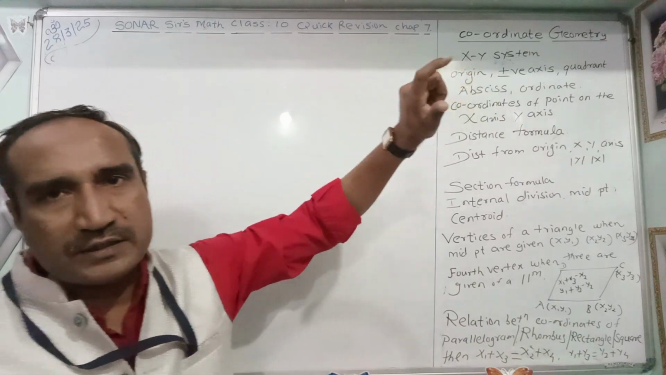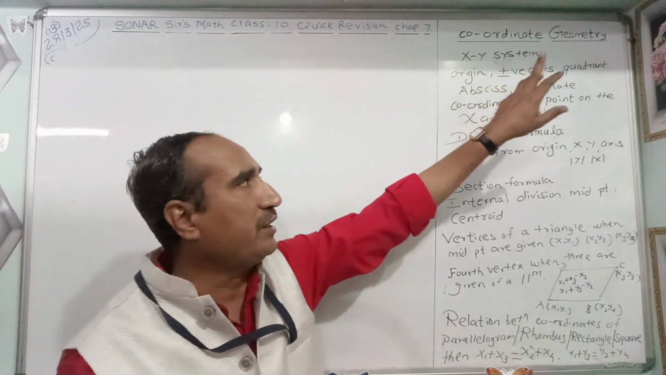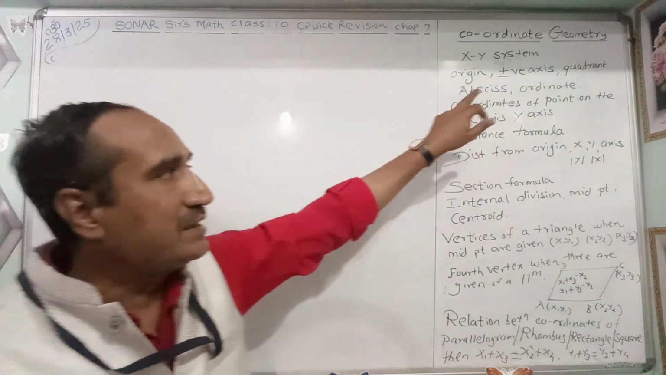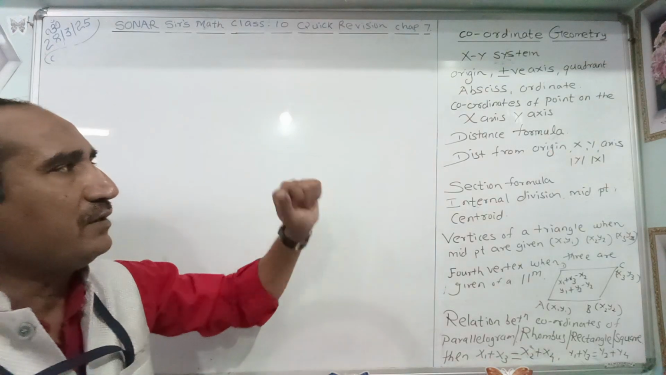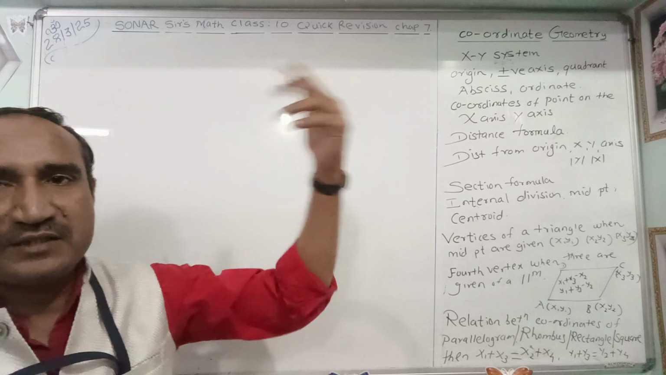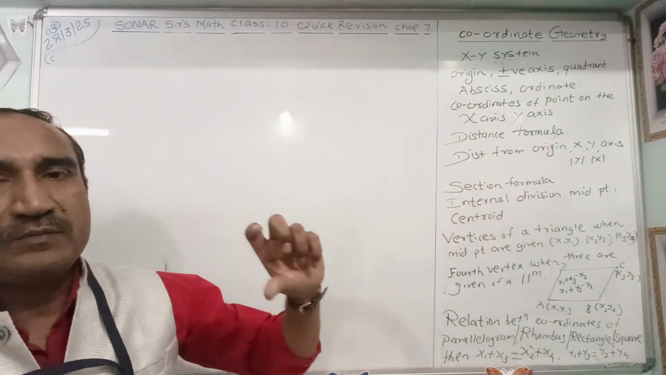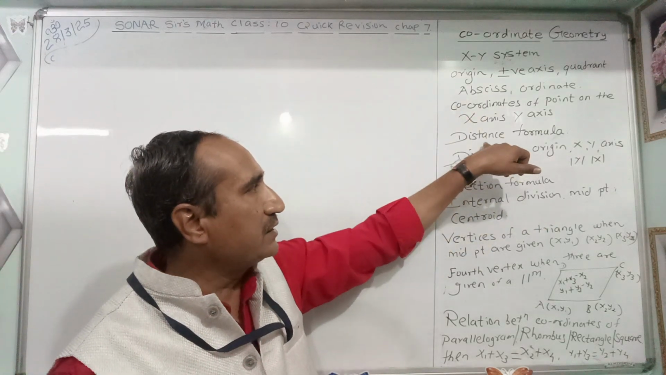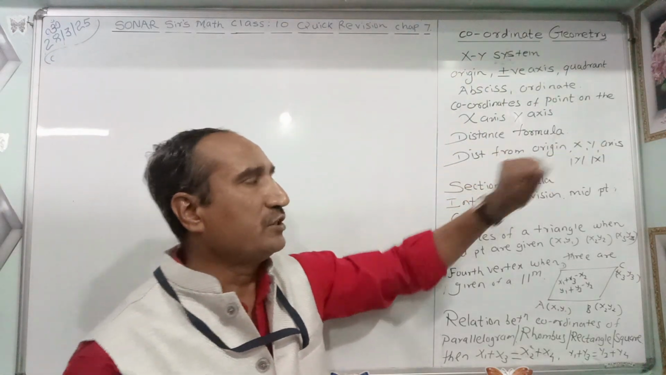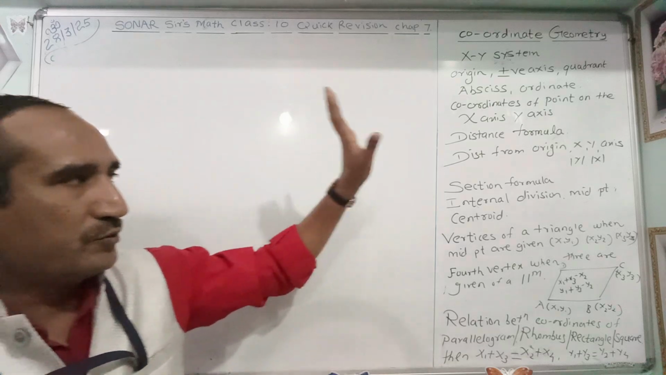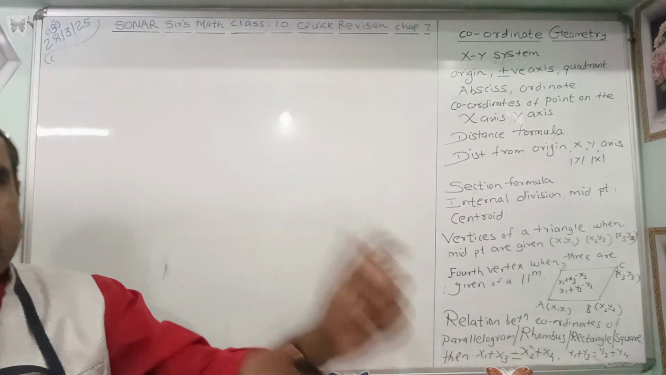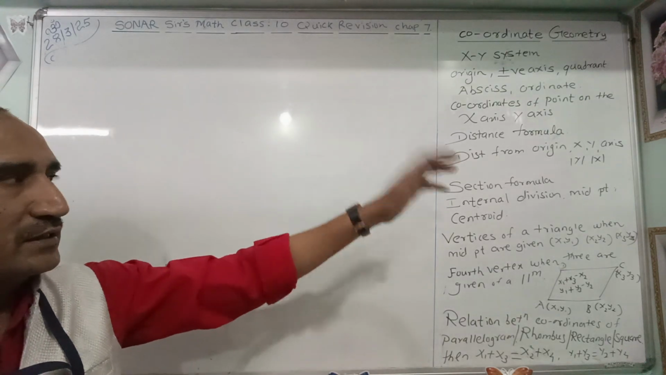In the XY coordinate system, we'll discuss the origin, positive and negative axes, quadrants and their respective signs; abscissa and ordinate. Then we'll discuss the coordinates of a point on the x-axis and y-axis. If any point lies on the x-axis or y-axis, what must be the coordinates? Then we'll discuss the distance formula, the distance of any point from the origin, and from the x-axis and y-axis. There is a direct formula, and we'll discuss that.